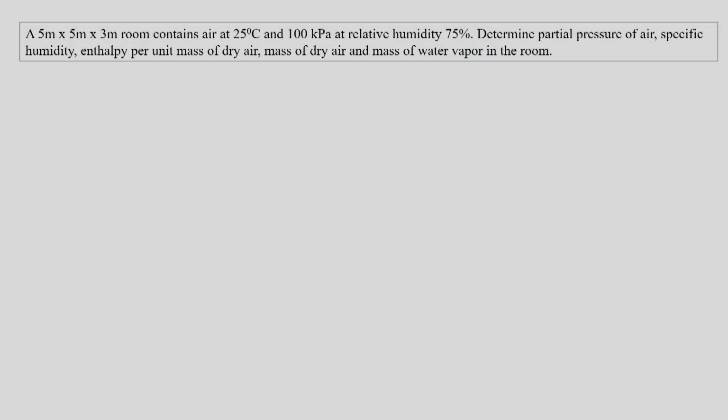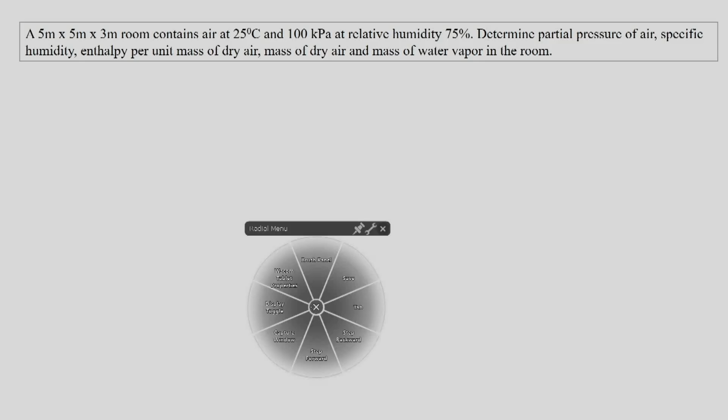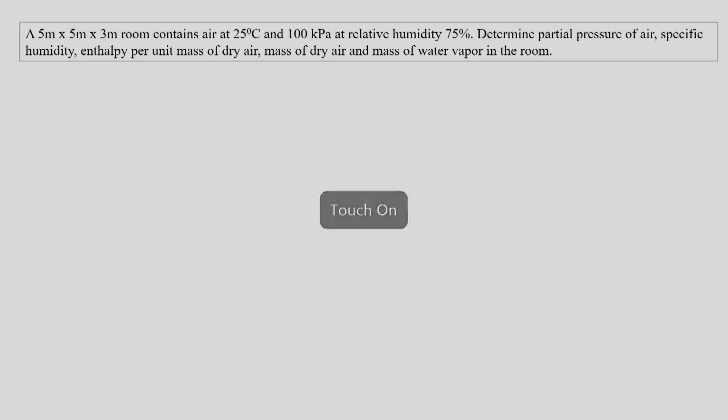Now we will solve some examples on this concept. So here the first example says that a 5 meter by 5 meter by 3 meter room contains air at 25 degrees Celsius and 100 kPa at a relative humidity of 75%. Determine the partial pressure of air, specific humidity, enthalpy per unit mass of dry air and mass of water vapor. So these things are to be evaluated. For these, let us make use of the steam table.